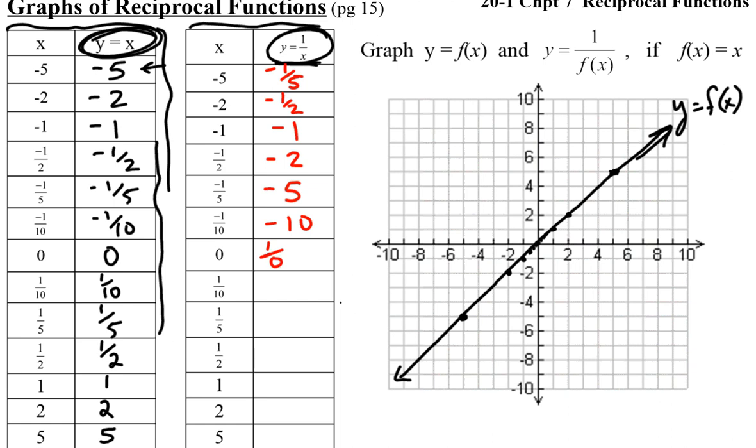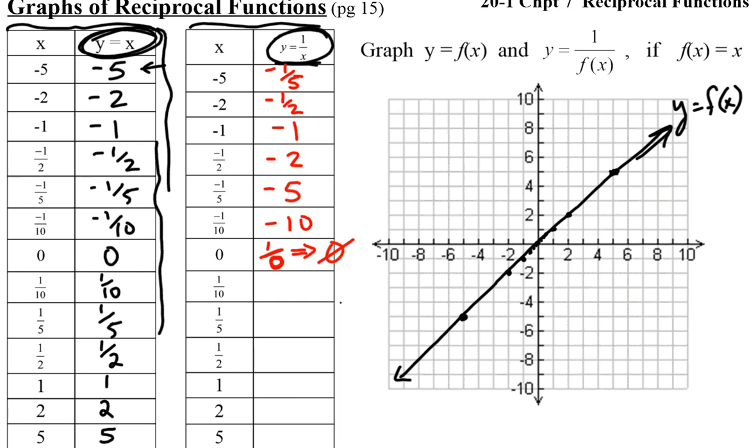But this is an important one, because a denominator of 0 doesn't exist. This is undefined. So when x equals 0, it's undefined. Nothing else works for y. We'll see that in our graph.